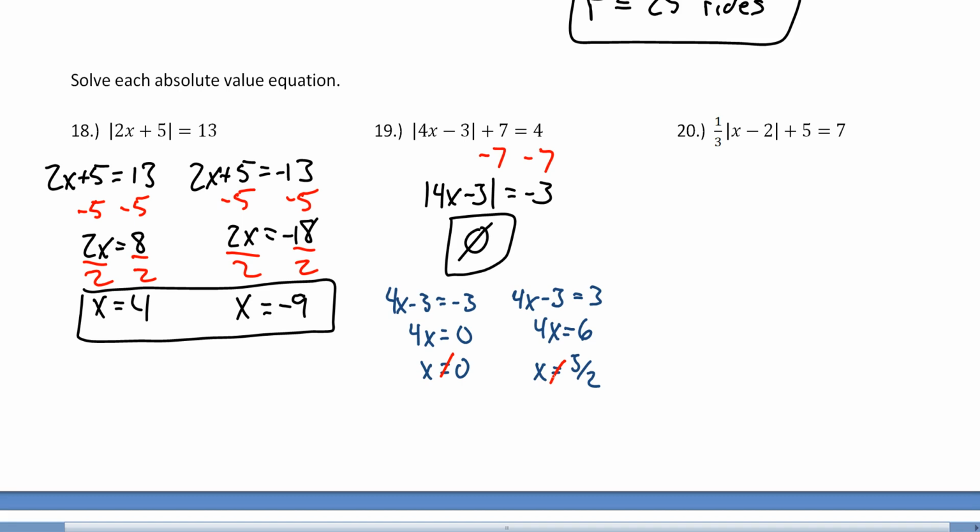Okay? The next one, once again, we have to get the absolute value by itself, so I'm going to subtract the 5 from each side. That's going to give me a 1/3.